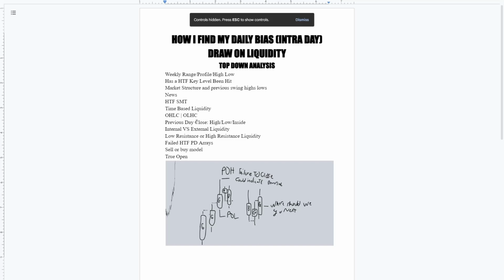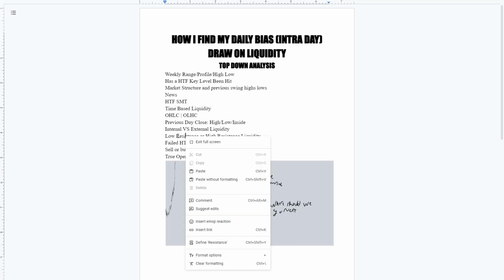Always want to see the previous day close. Did it close higher, lower, or did we have an inside candle? Do you want to see if we're responding to an internal or external liquidity level? Do we have low resistance liquidity above or below, or high resistance liquidity above or below? You want to see what PDA arrays have failed and which ones we are delivering from. It's possible to have a buy model and see it on the daily, as well as where's our weekly true open.